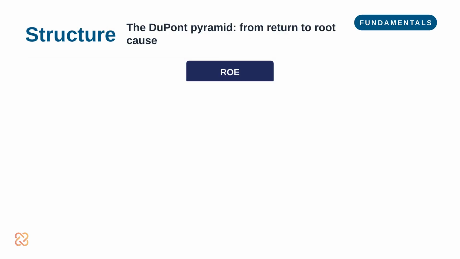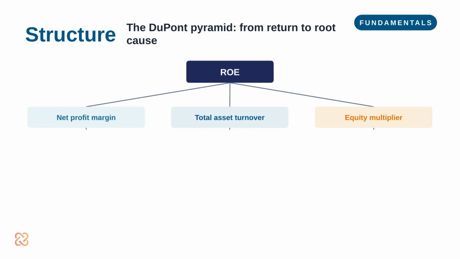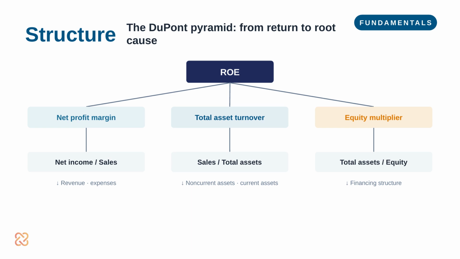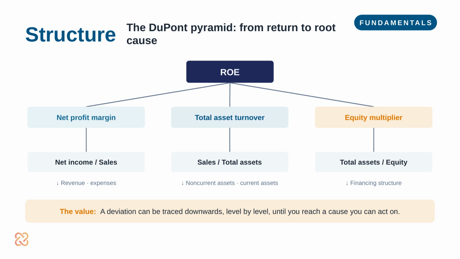The model is usually drawn as a pyramid, and that image is worth remembering. Return on equity sits at the top. Below it, the three drivers branch out, and each one splits further: net income into revenues and costs, total assets into non-current and current assets. That is where the analytical value lies. You can follow a deviation downwards, level by level, until you reach a cause you can act on.